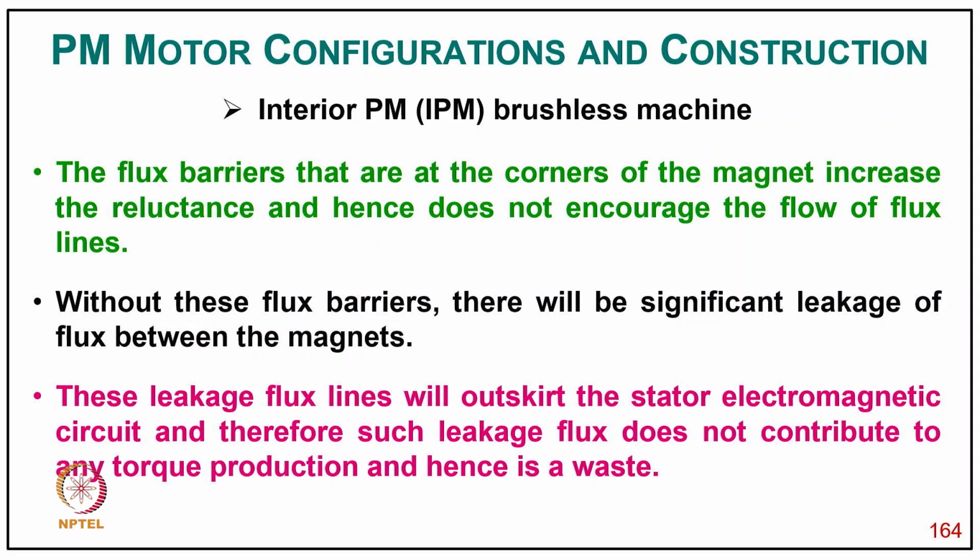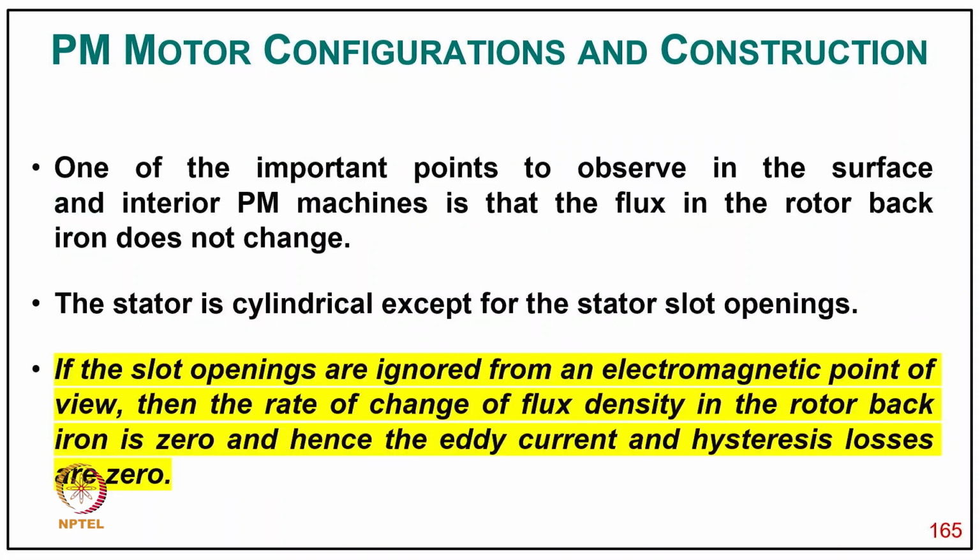So, the flux barriers that are at the corners of the magnet increase the reluctance and hence do not encourage the flow of flux lines. Without these flux barriers, there would be significant leakage of flux between the magnets, and these leakage flux lines skirt the stator electromagnetic circuit, and therefore such leakage flux does not contribute to any torque production and hence is a waste.